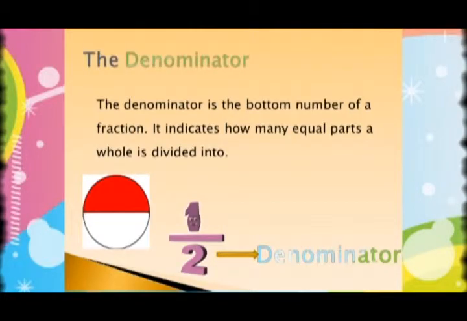Let's now look at the denominator. The denominator is the bottom number of a fraction. It indicates how many equal parts a whole is divided into. Here we have our circle that is divided in two equal parts. Hence, the denominator is 2.